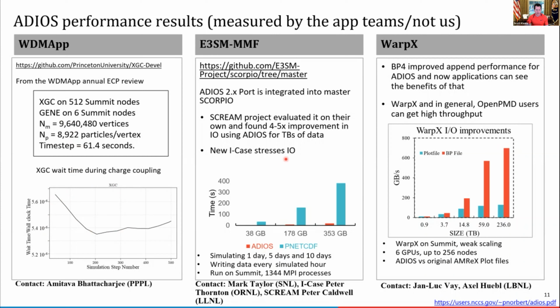There's also usage from Peter Thornton and from the SCREAM part, which is part of E3SM. Some of this data was provided by Jayesh from Argonne, where you can see that ADIOS greatly reduced the time when they ran with their new I case. For SCREAM, again, they found a 4 to 5x improvement in IO when they have terabytes of data. And I think you saw even newer graphs than what we have here with the WarpX code, where we can now achieve over a terabyte per second of IO bandwidth.